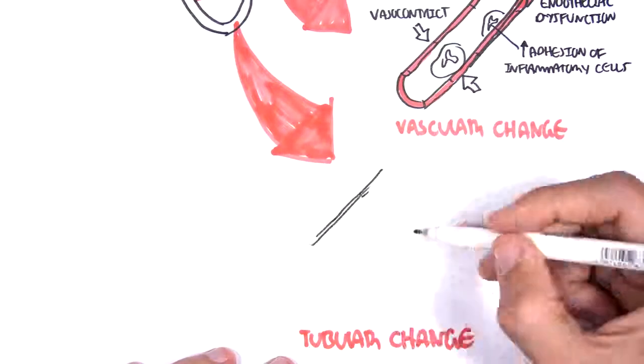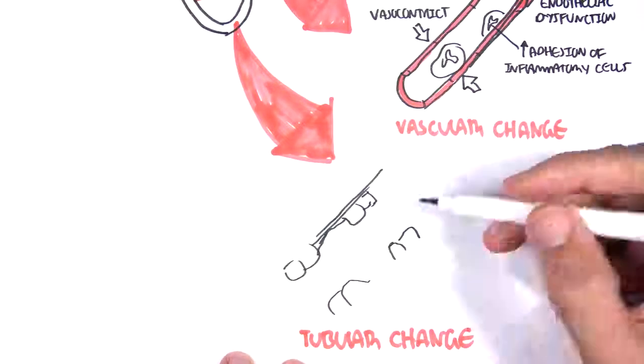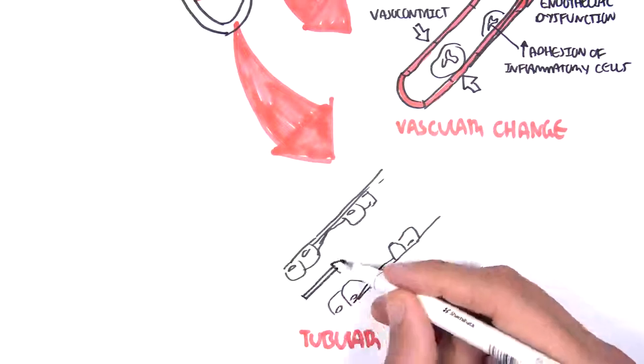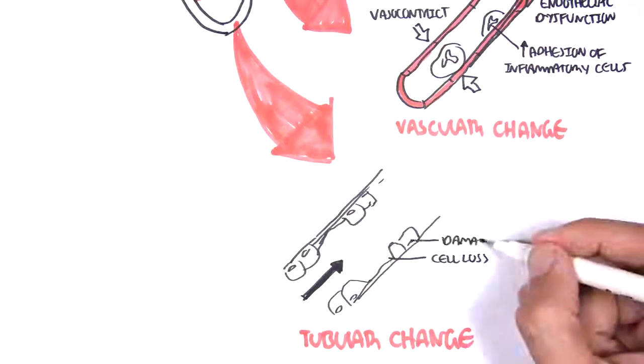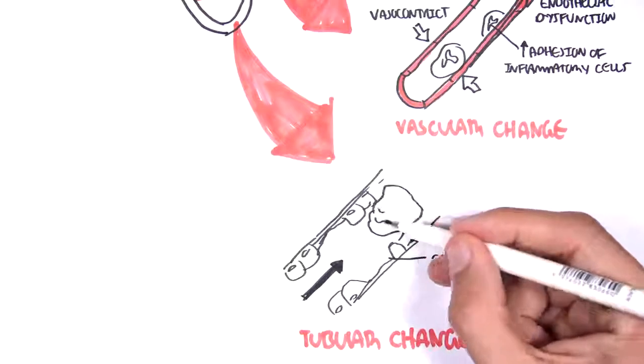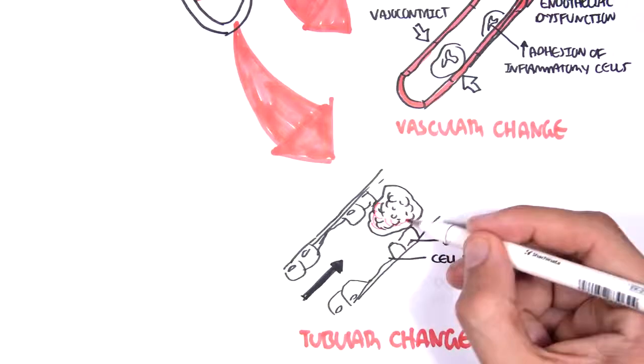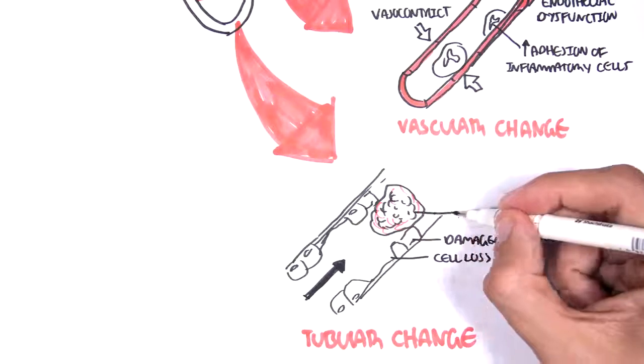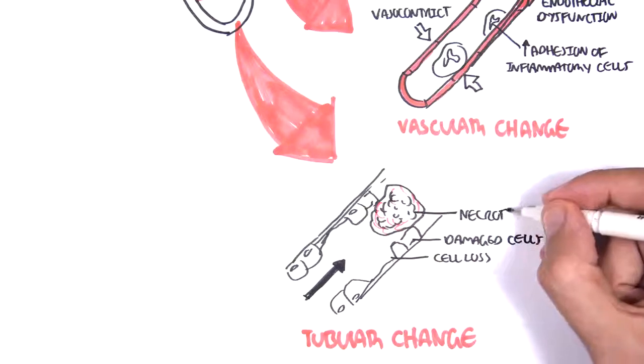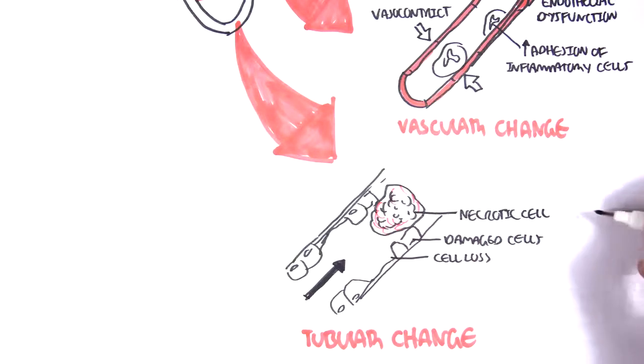The second change we see are tubular changes. So in tubular change, for example, here is within the tube of the nephron. The filtrate normally goes this way, and we now see cell loss. We see damaged cells, and this can be due to necrosis, or it can later cause apoptosis.